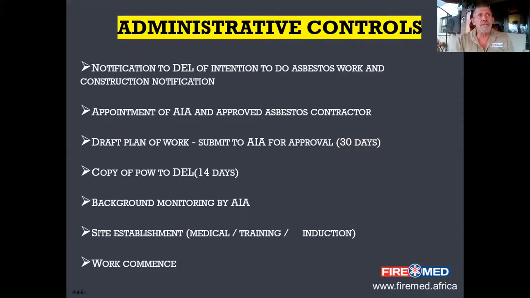So if you owned asbestos and you wanted to get rid of it, you had to submit a plan of work. Okay, and this plan of work needed to be approved by an AIA. Normally, when they facilitate that for you, they submit the plan of work to the Department of Labor. And of course, that takes some time to come back from the Department of Labor. But in the legislation, it says the Department of Labor have 30 days in which to respond. Otherwise, the plan of work is deemed as accepted. All right, so that's a very nice thing that's there.